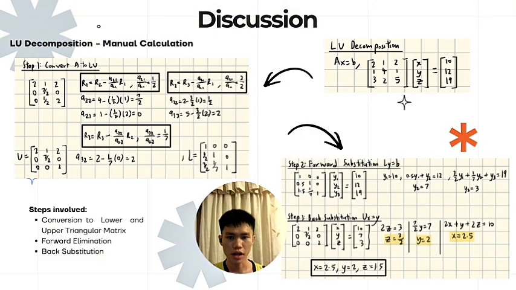In the LU decomposition, the coefficient matrix is factorized into a lower triangular matrix L and an upper triangular matrix U. We first solve Ly equals B using forward substitution and then solve Ux equals Y using back substitution. This two-step process gives the final values of x, y, and z.